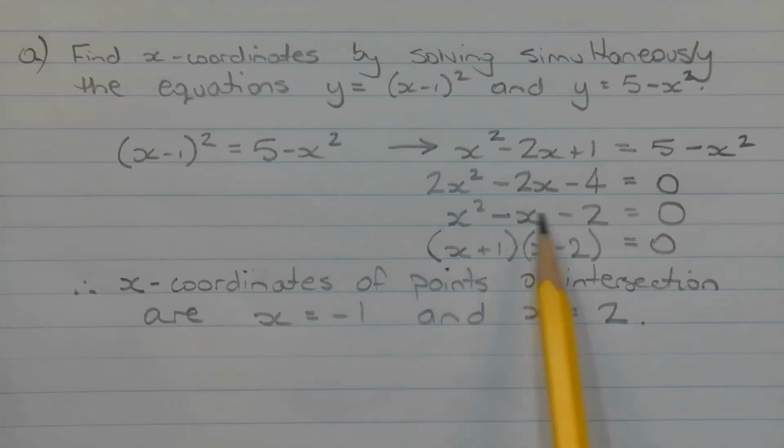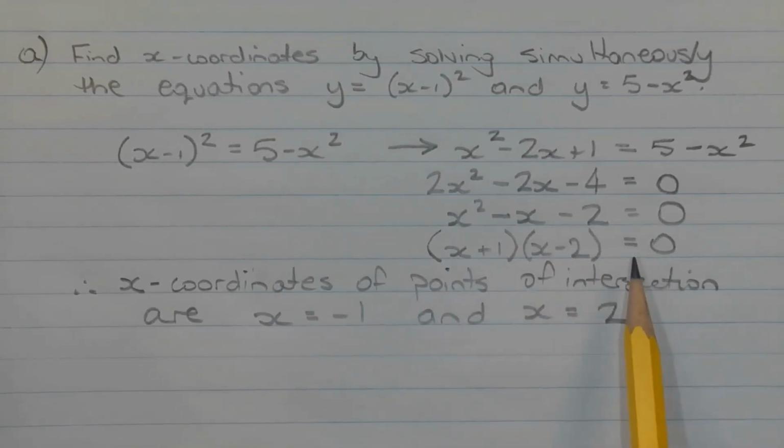In fact, by inspection, we can factorize the left-hand side. We get (x plus 1)(x minus 2) is equal to 0. That is, we need to find two numbers whose sum is negative 1 and whose product is negative 2. So positive 1 and negative 2 will work in this case. So from these two factors, we have the x coordinates of the points of intersection are x equals negative 1 and x equals 2.